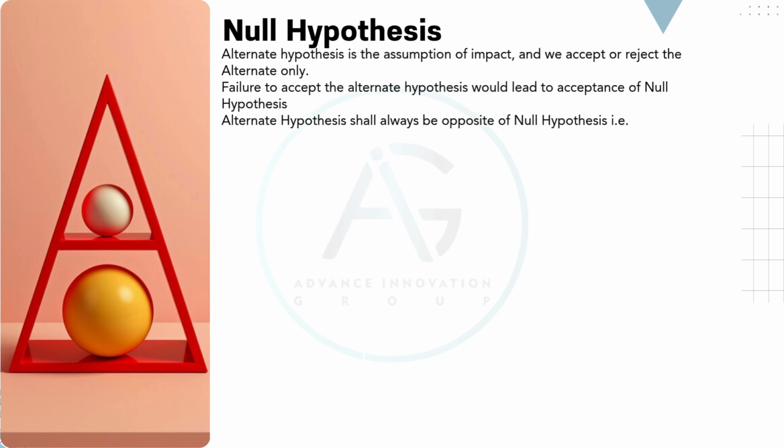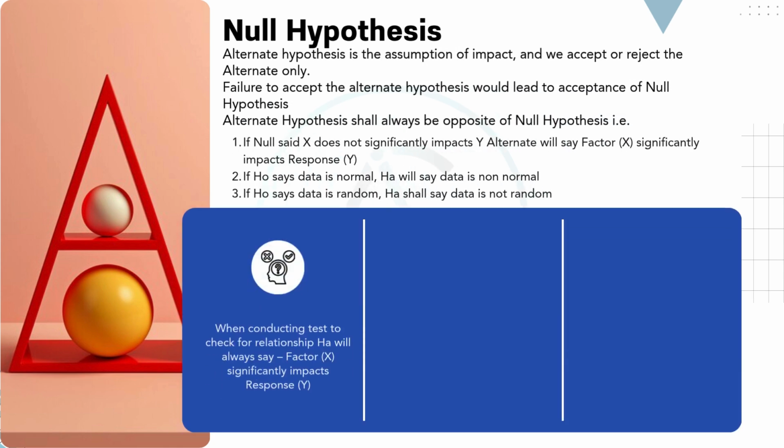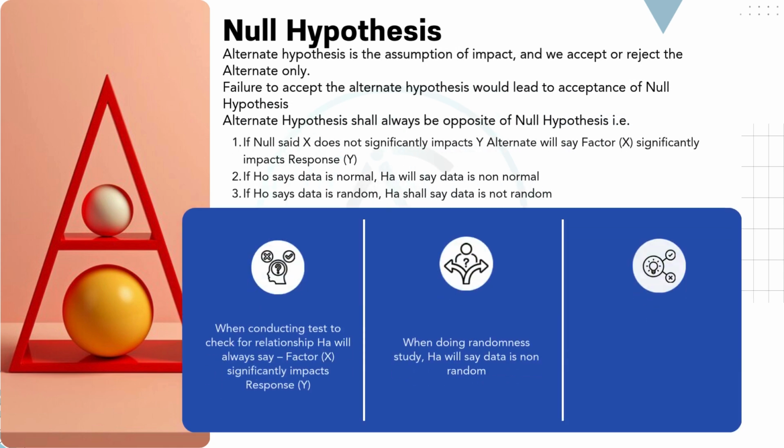Now, let's delve deeper into the concept of the null hypothesis, which is denoted as H0. The null hypothesis, H0, represents the assumption that there is no effect, no difference, or no relationship. It reflects the status quo or baseline condition. The alternate hypothesis, HA, on the other hand, is the claim that there is an effect or impact, the claim we're trying to prove with evidence.